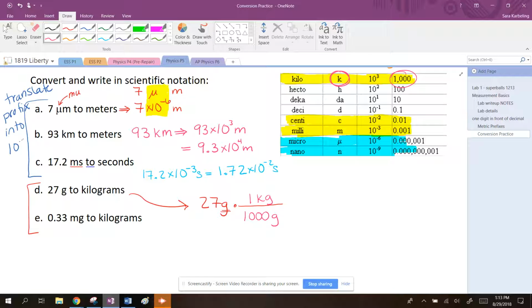Why do I do this? Because this fraction is equal to 1. These 2 things are equal. If I have grams on the top and grams on the bottom, those grams get to go away. See you later. 27 divided by 1,000, move it that way. So that's 27 times 10 to the negative 3 kilograms. That's the long version.